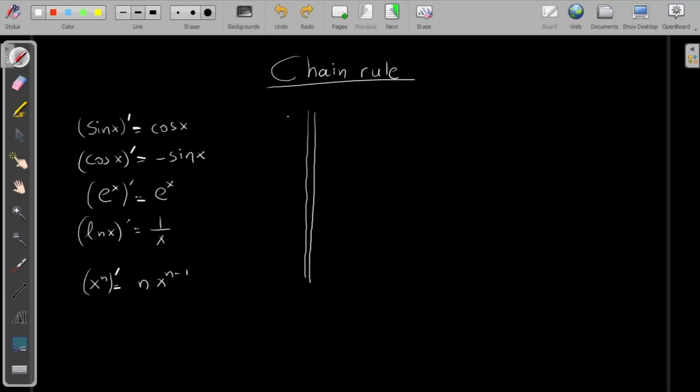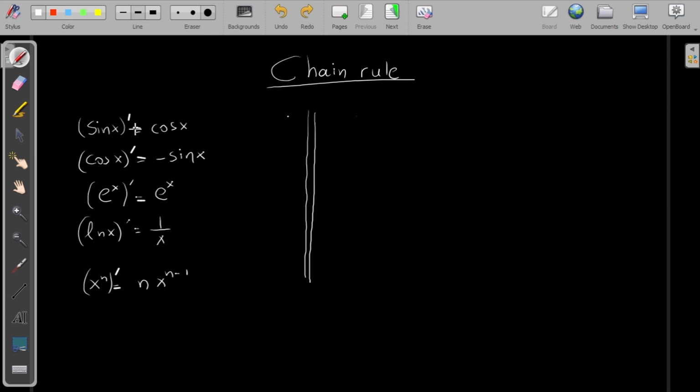Hello, in this topic we will see the chain rule in differentiation. As we saw in the previous lessons of differentiation, you have to know the simple derivatives of these functions: sine, which is cos; cos x, which is minus sine; e to the x stays the same; ln x is 1 over x; and x to the n is n x to the n minus 1.